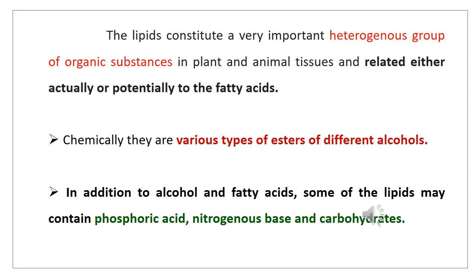Lipids constitute a very important heterogeneous group of organic substances in plant and animal tissues and related either actually or potentially to the fatty acids. Chemically, they are various types of esters of different alcohols. In addition to alcohol and fatty acids, some of the lipids may contain phosphoric acid, nitrogenous base, and carbohydrates.